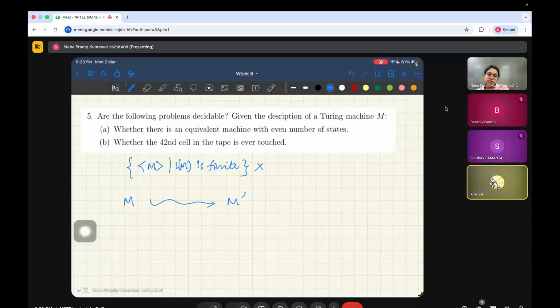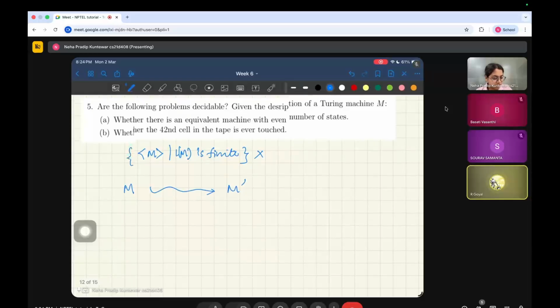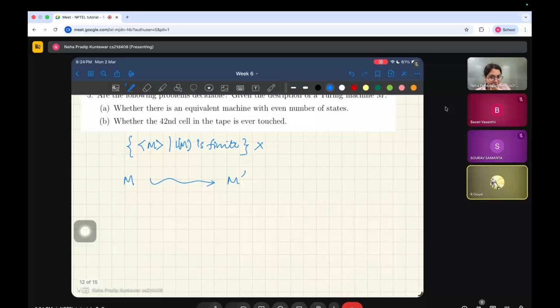But this second thing is not decidable, because what if the machine keeps on oscillating between left and right? I won't be able to tell you that. So the first one is decidable, the second one is not, I guess. Yeah, so the answer is both of them are actually decidable.